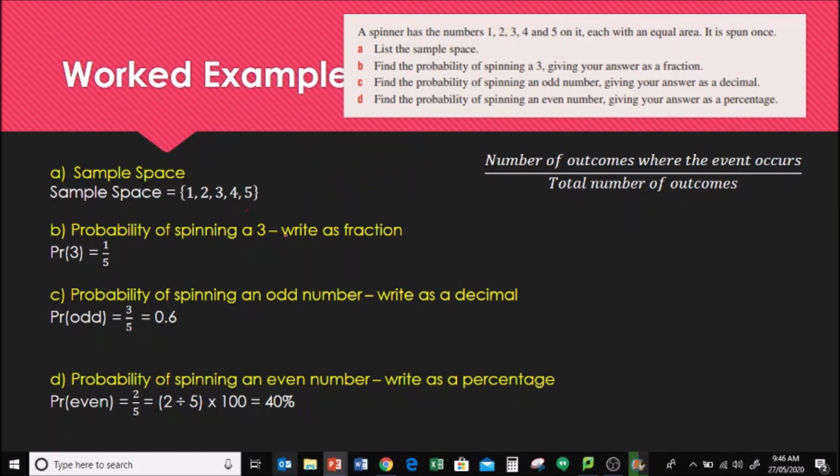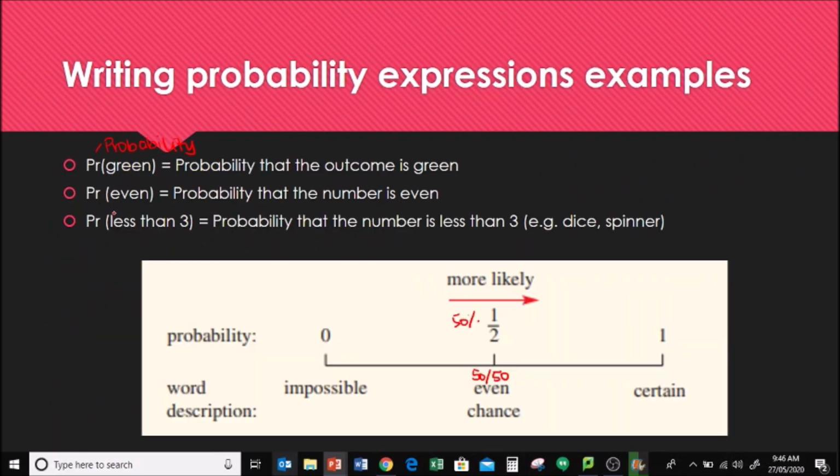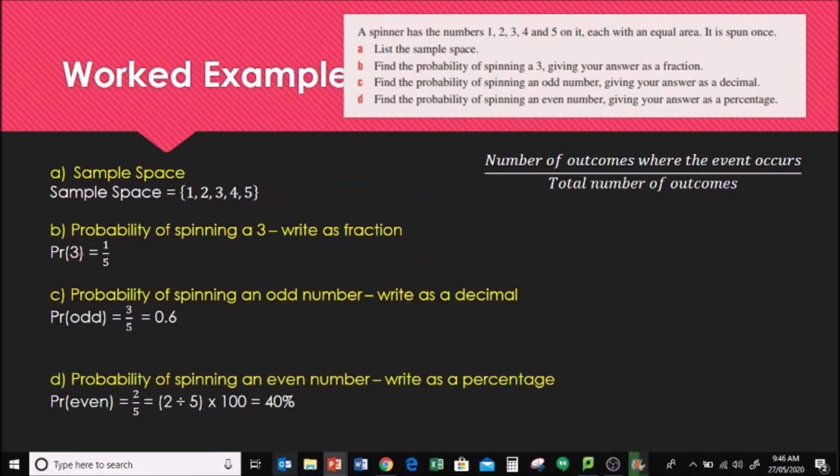So for the probability of spinning a 3, I'd like you to write that as a fraction. That's what B is asking. So find the probability of spinning a 3. Like we went through here, this is how we write the probability expression, and you write it as a fraction. Spinning a 3 is one possibility out of 5 total possibilities. And that's where I got the 5. So you just write 1 over 5.